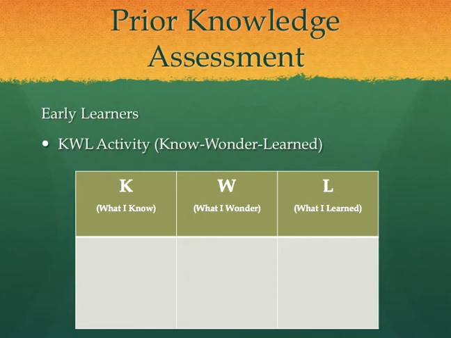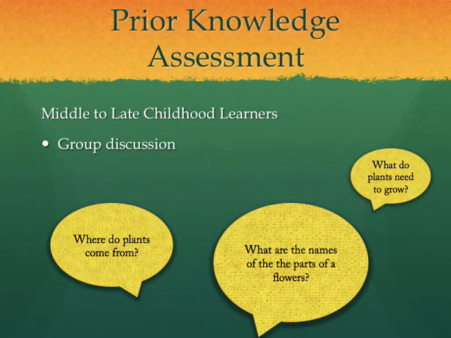For the middle to late childhood learners ages 6 to 8, I plan to assess their prior knowledge by utilizing their long-term memory skills to ask more advanced questions. Questions such as where do plants come from, what are the names of some of the parts of a flower, and what do plants need to grow. Knowing what information the learners already possess will guide my lesson while also guiding their learning to prepare them for any new information.